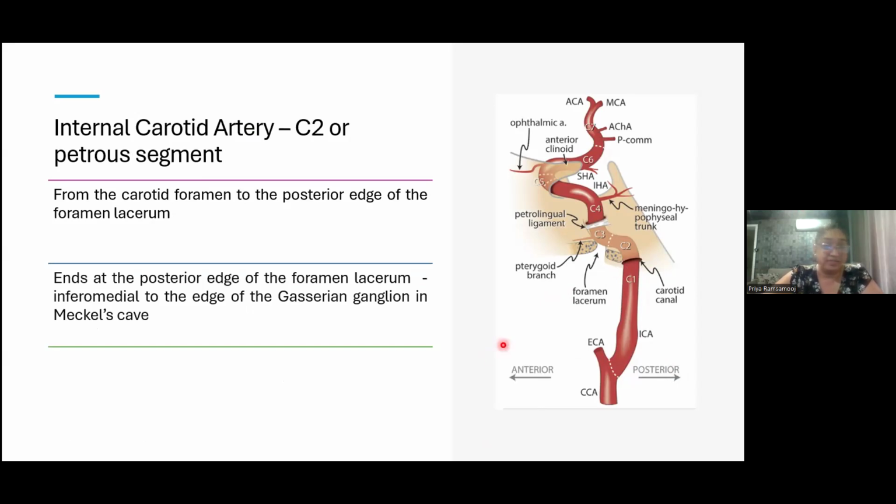C2 or the petrous segment. So we've come up the road and we've gone to the carotid canal, C1, C2. We're now moving from the carotid foramen to the posterior edge, this dotted white line that you can see, to the posterior edge of the foramen lacerum. And it ends at the posterior edge of the foramen lacerum, inferior medial to the edge of the gasserian ganglion in Meckel's cave. It's important to note that C2 is still surrounded by postganglionic sympathetic nerves, and there are 3 intraosseous segments and 3 intraosseous branches of C2, or the petrous segment. So we've established C1 and we've come across to C2.